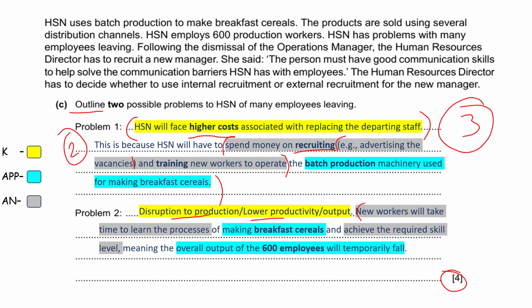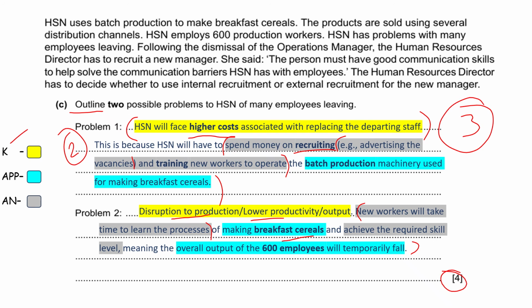What happens and how does this lower productivity happen when employees leave? New workers will take time to learn the process. Because a lot of people are leaving, new workers will come and this will disrupt the production of breakfast cereal. So I included an application in the same point: it's difficult for the new workers as they will take time to learn the process and achieve the required skill level, meaning the overall output of the 600 employees will temporarily fall. This is how I have included the application.